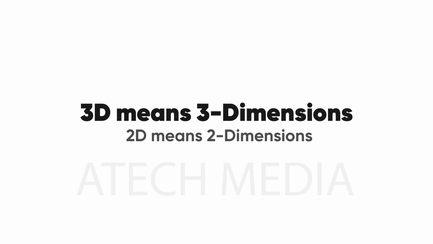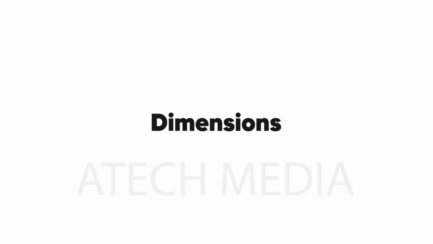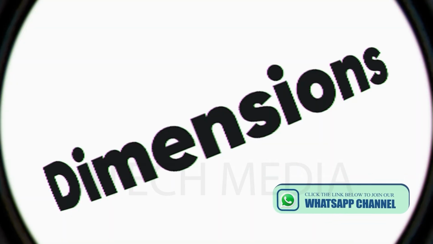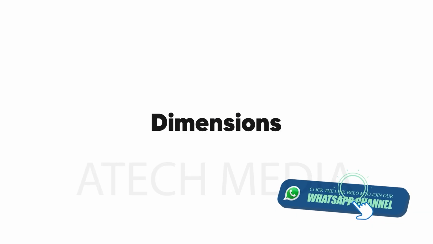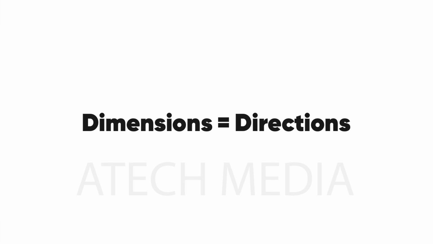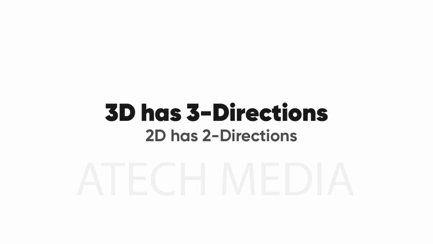2D means 2 dimensions. However, the word dimensions might feel too complex or too bloated. So I think it's easier once you replace the word dimensions with directions. So when we say 3 dimensions or 3D, we are referring to a space that has 3 directions. And when we say 2D, we are referring to a space that has 2 directions. Now, this still does not make sense.